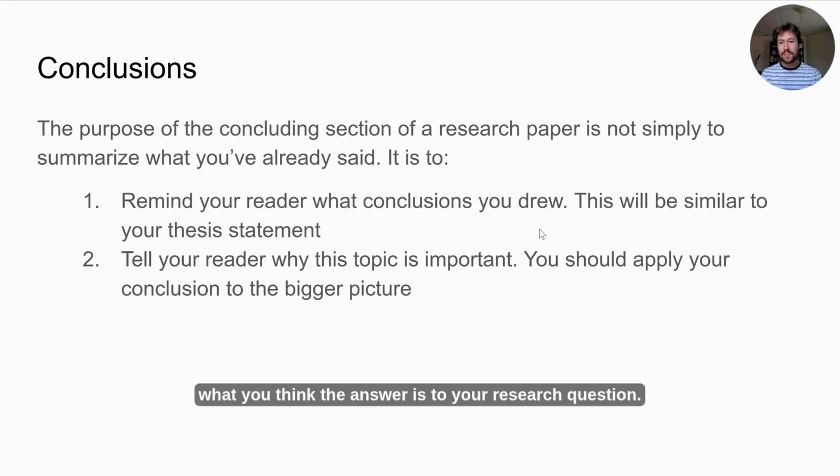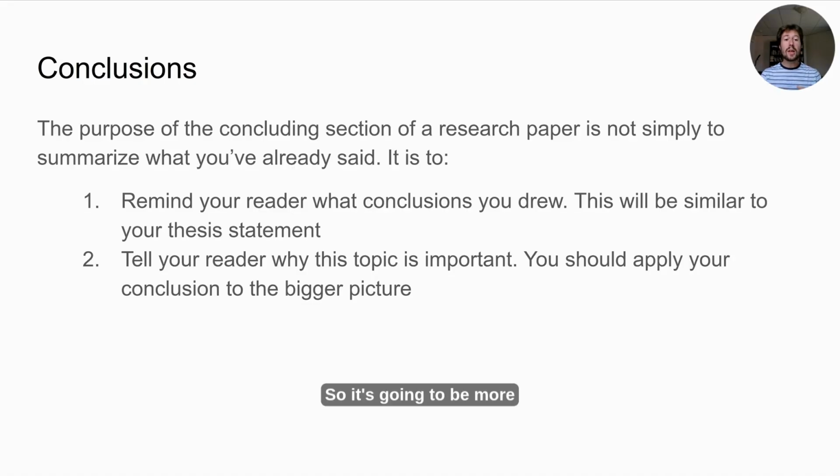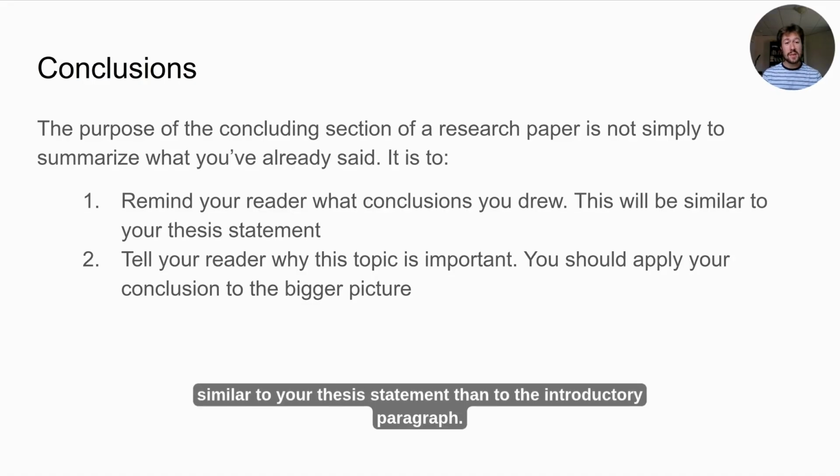As far as the conclusion goes, a lot of people think the conclusion is essentially just a restatement of the introduction paragraph, but it's not. The purpose of the concluding section is not simply to summarize, but to remind your reader what conclusion you drew. So it's going to be more similar to your thesis statement than to the introductory paragraph.